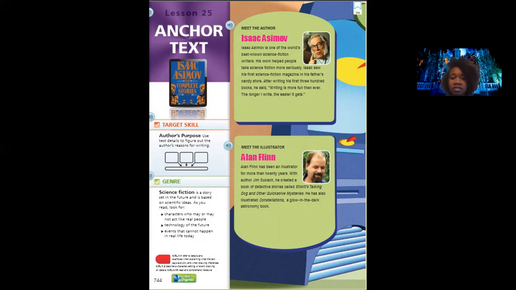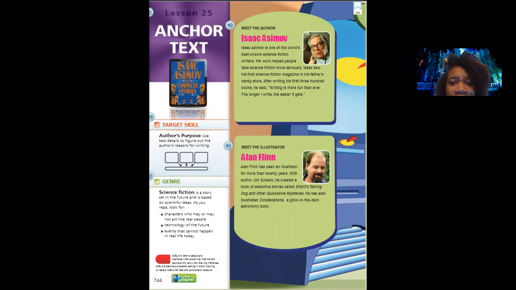And then the genre is science fiction. So notice this word, fiction, means that this is a text that is not a real text, right? Somebody thought this up, they imagined it, and now they're writing to you, the reader. It says science fiction is a story set in the future and is based on scientific ideas. As you read, look for characters who may or may not act like real people, technology of the future, and events that cannot happen in real life today. So this lets you know that this author is most likely writing to entertain the reader. And I have a feeling that it's going to make us think.